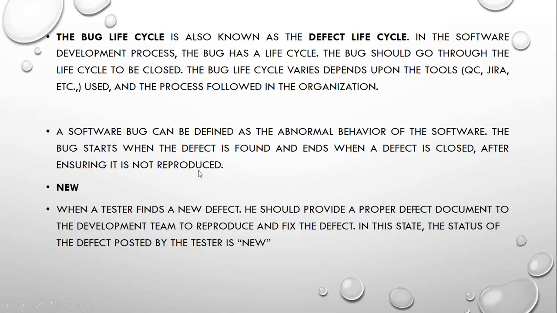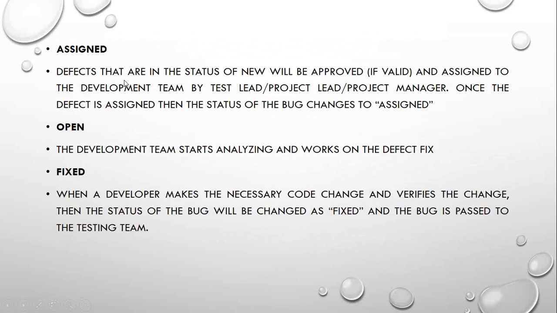When you find an error, what will you do? The status will be given as new. If it is a valid defect, then what will happen? The defects in the status new will be approved if it is valid.